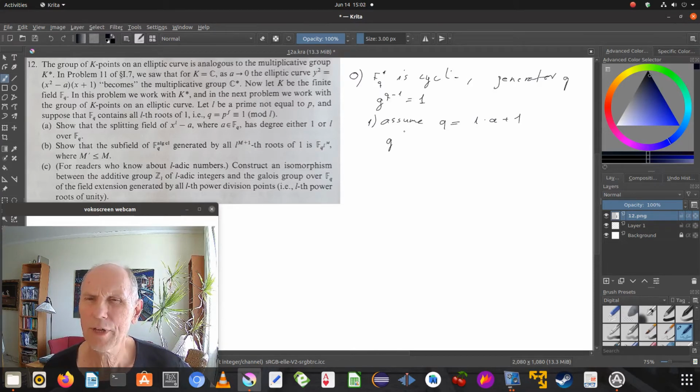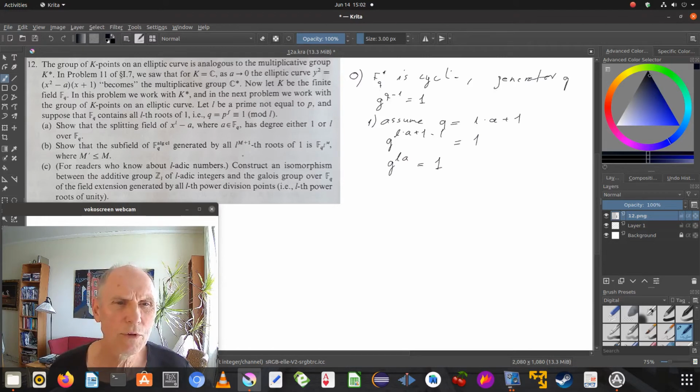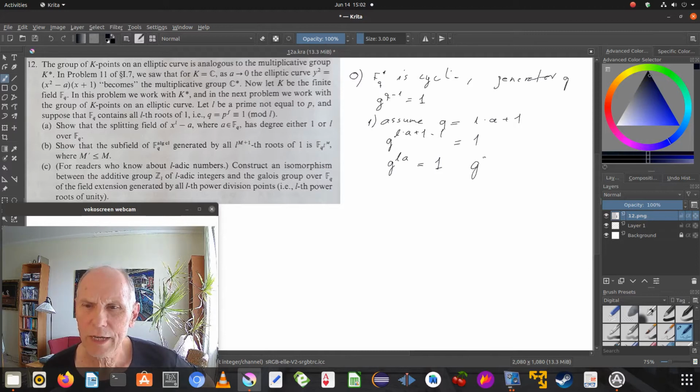Now what's the point of that? Well, let's do that. So that's the generator to LA equals unity. Now what should we prove? That it contains all the roots of unity? No, lth roots. So that means that G to A is an lth root.